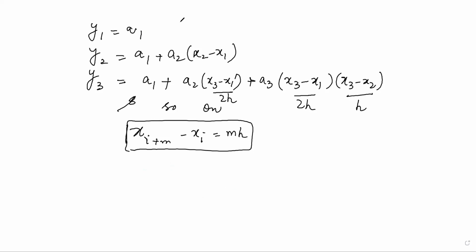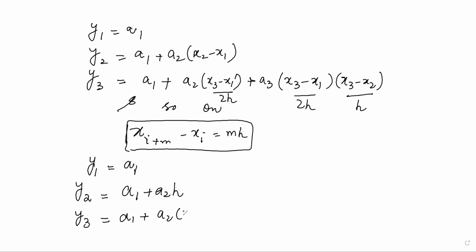Based on this, we can write our y1 is equal to a1. No problem with this. And our y2 is equal to a1 plus a2 into h. And our y3 is equal to a1 plus a2 into 2 times h plus a3 into 2h into h. Okay, so on.